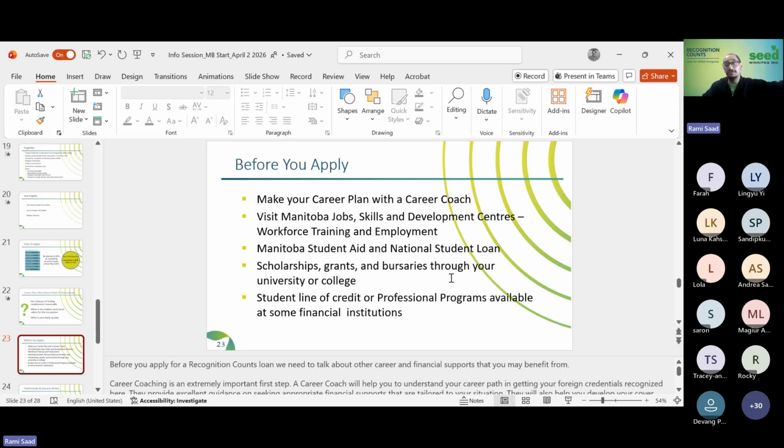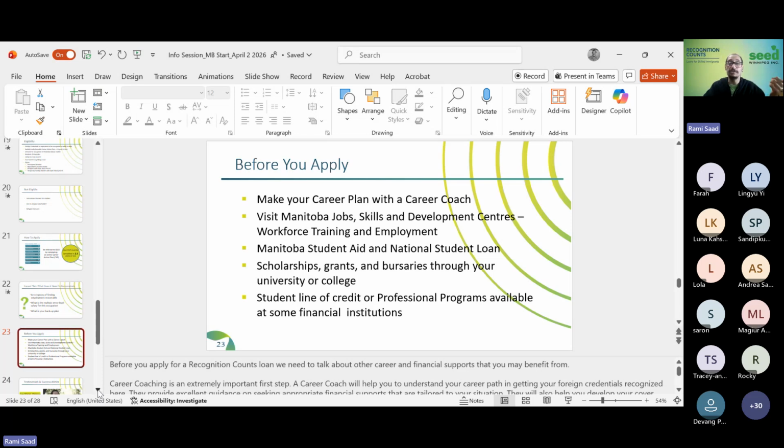And I know it's surprising for me to say something like that. Remember, at SEED Winnipeg, we are trying to help people stay out of poverty, not to put people in poverty. So if there is a benefit for you to get a scholarship or a grant and you don't need to pay it back, then this is a good opportunity. Dig into that. And also check the student line of credit or professional programs available at some financial institutions where you get your finances, for your study or your recognition process being done.